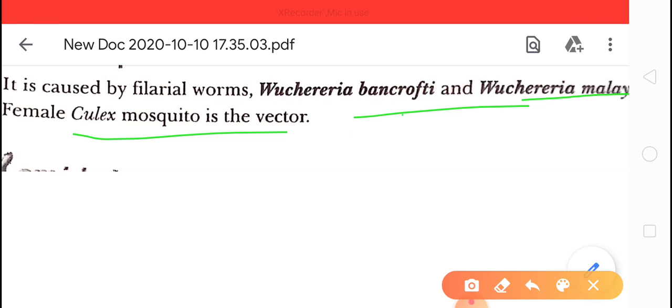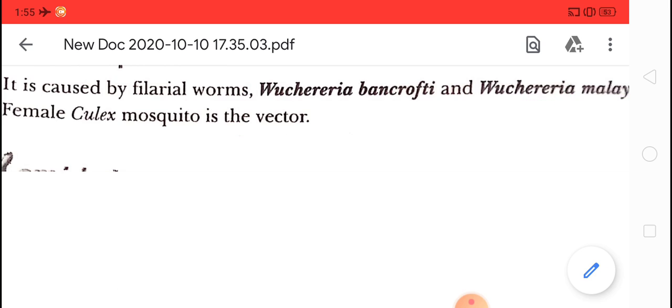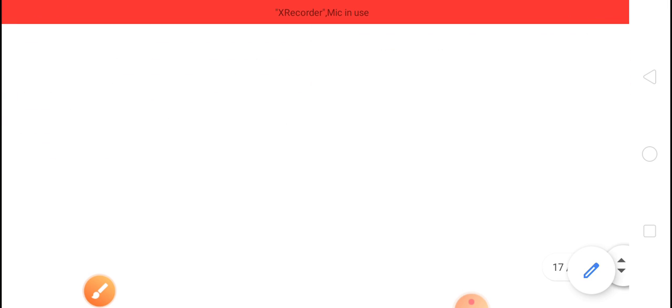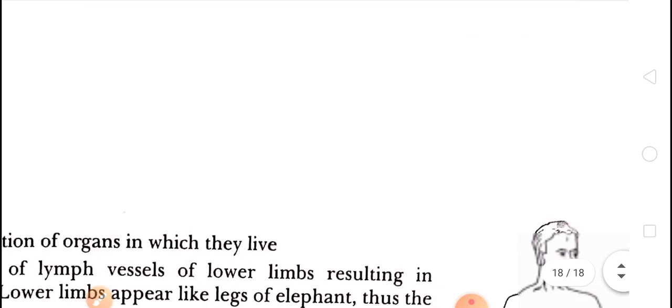So the Culex mosquito is responsible for transmission of Wuchereria bancrofti, the female Anopheles mosquito is responsible for transmission of Plasmodium, and the Aedes mosquito is responsible for transmission of the dengue virus. Okay, so these are important points that I told you. So here the Culex mosquito is responsible for transmitting Wuchereria.